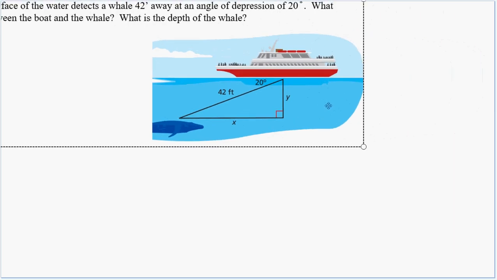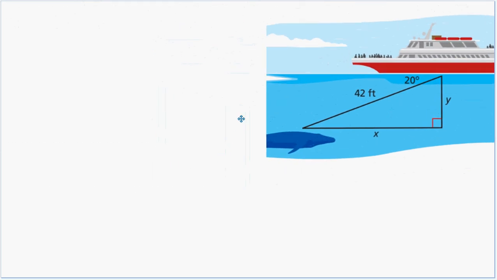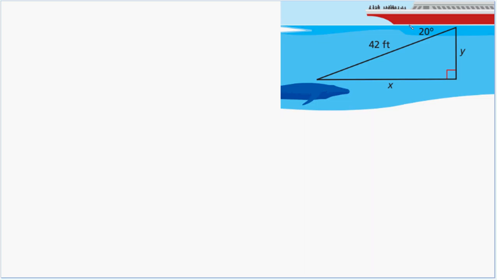So I'm going to make this a little bigger. We need to find that angle in our triangle. Well, of course, this is a right angle. If we subtract 20 degrees from that right angle, what we have inside our triangle is 70 degrees. So we have our angle inside the triangle. We have 42 feet as our hypotenuse, and we're asked to find y, the depth of the whale, and x, the horizontal distance between the boat and the whale.